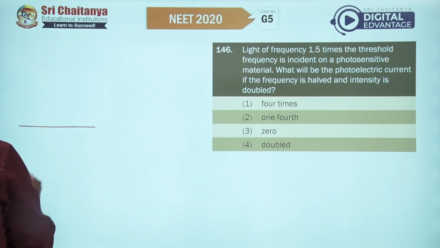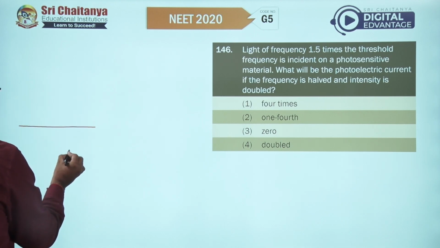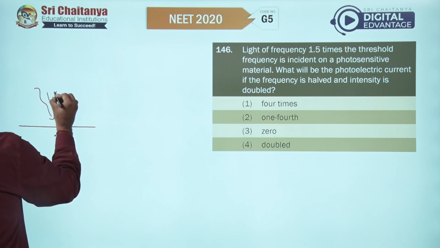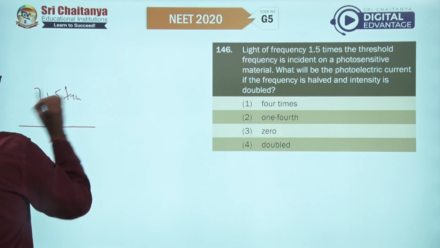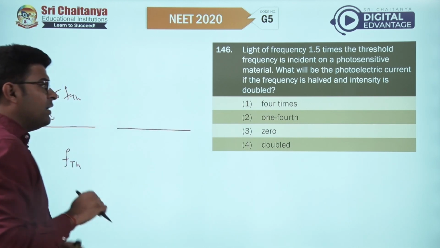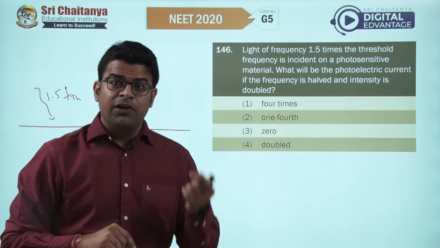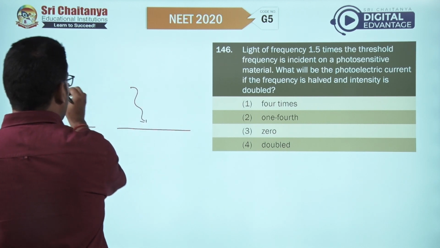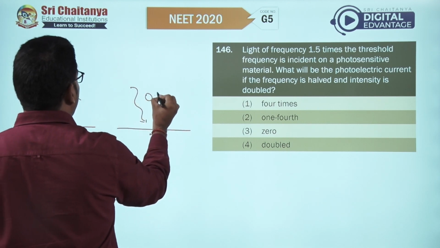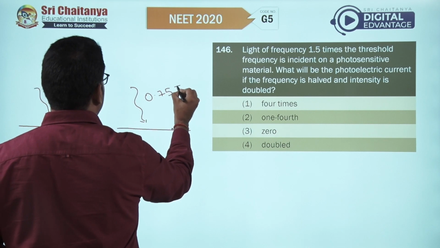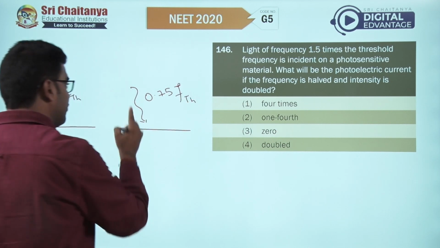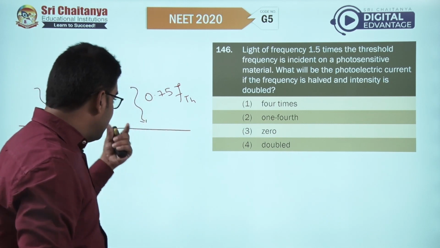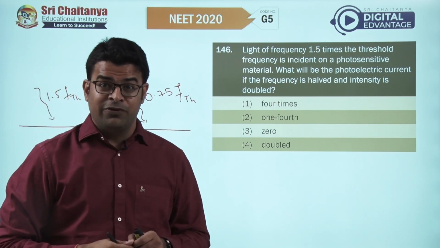There is some metal which, let us say, has some work function, has some threshold frequency FTH. Originally, the light incident here has got frequency of 1.5 FTH. Now, what we are doing is we are doubling the intensity of light, but we are reducing the frequency to half. So, the new frequency of this light will be half of the original, which will be 0.75 times threshold frequency. Now, since the new frequency is 0.75 times the threshold frequency, it is less than the threshold frequency.